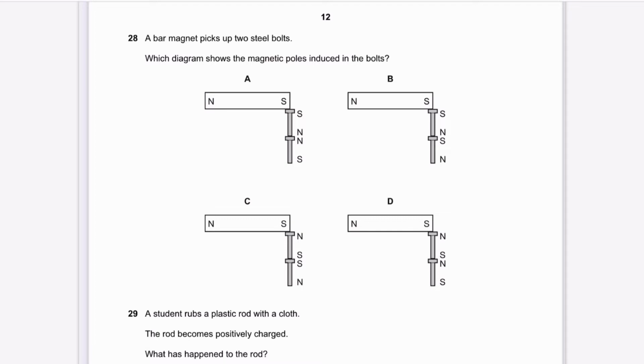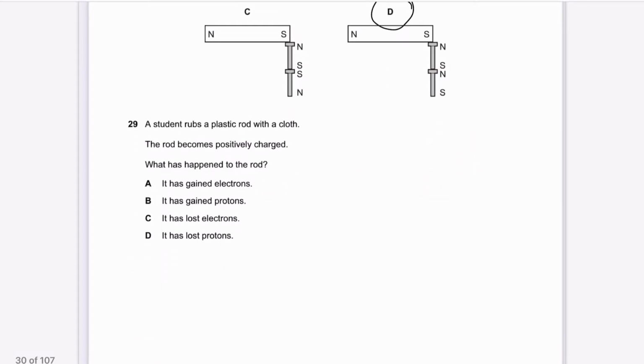Let's move to B. Again, we have south and south. Repulsion, not possible. C. North and south, south and north, yes, attraction. Now, south and south, there's no attraction between south and south, so this is also not the answer. The answer must be D. Yet, we'll check it again. North, south. South and north, yes, there's attraction. So the answer will be D.